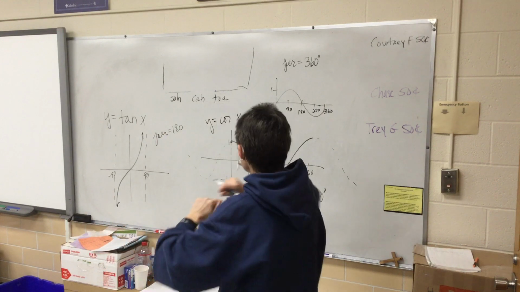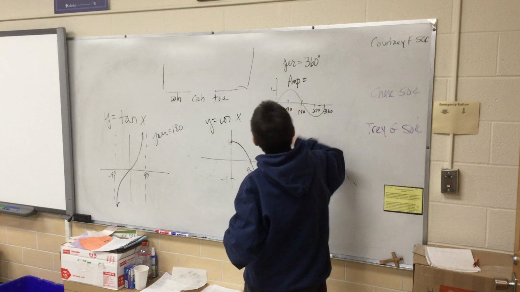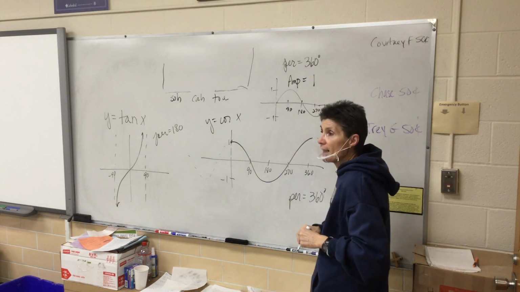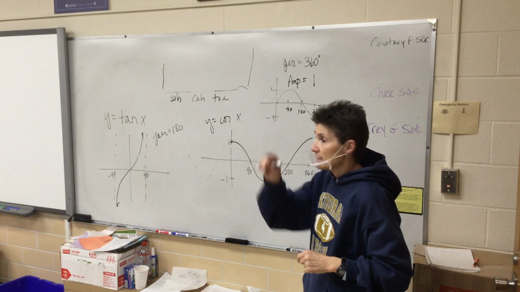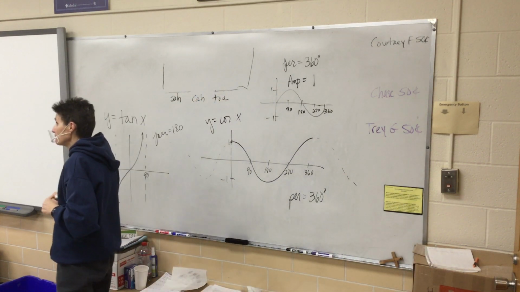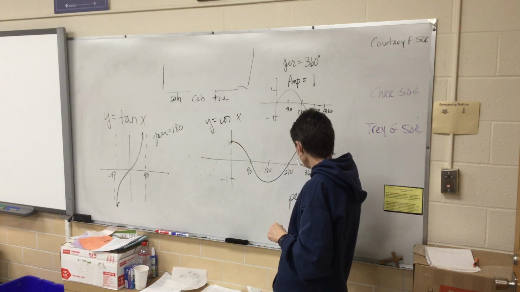Now, amplitude. How high it goes, that's exactly right. So the amplitude for the sine is 1. The hills go up 1 and the valleys go down 1. How about for the cosine? It's 1 also.